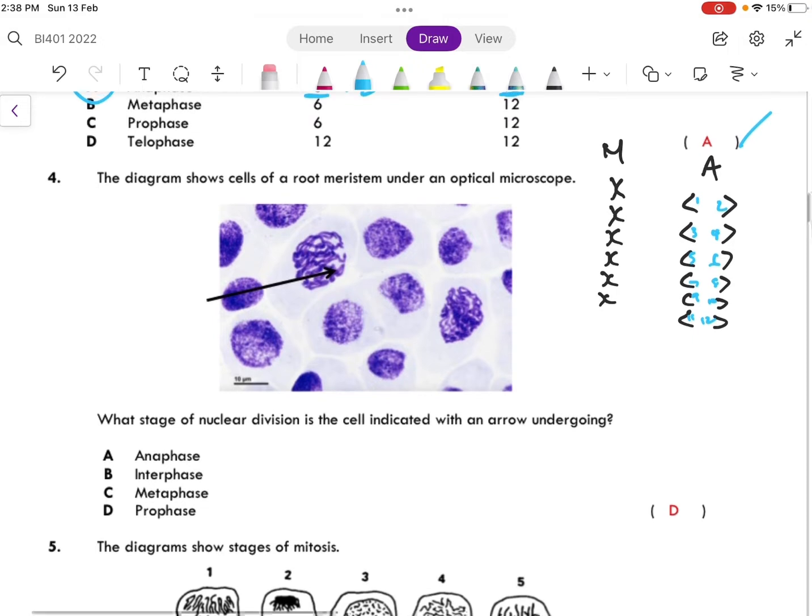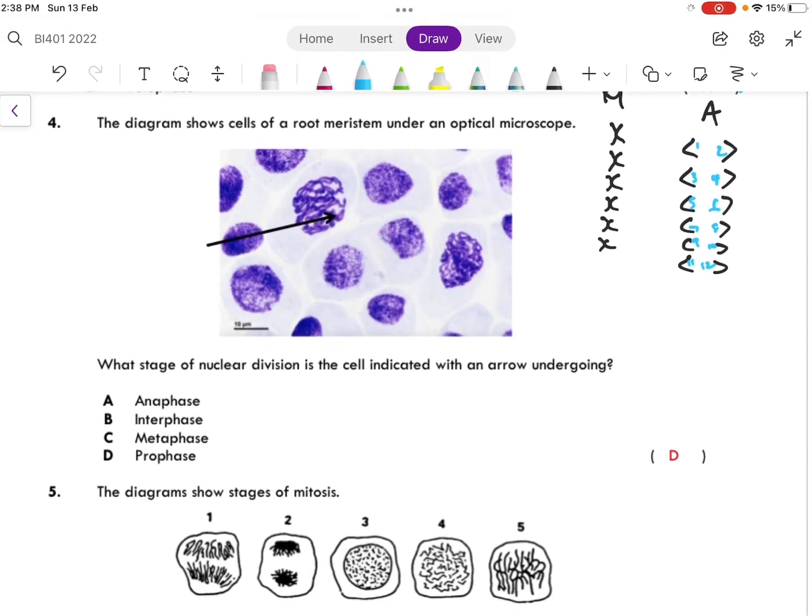For this particular chapter, we really like to show you diagrams or pictures of real cell division taking place. And the skill to pick up here is to be able to identify what phase. Here they show you a few cells. They want you to identify the stage of nuclear division it is undergoing. And the answer is D, prophase.